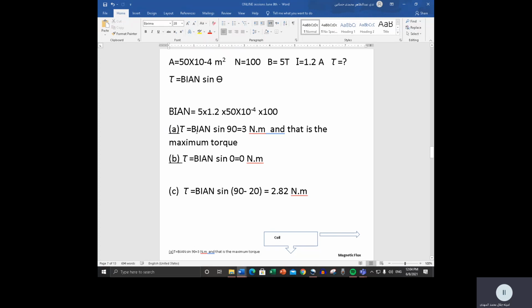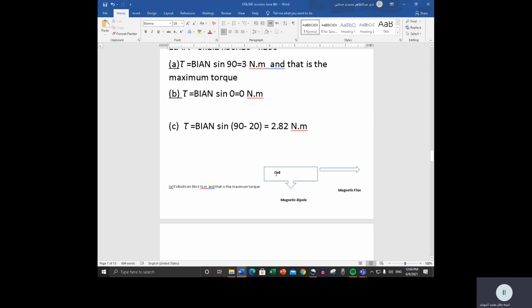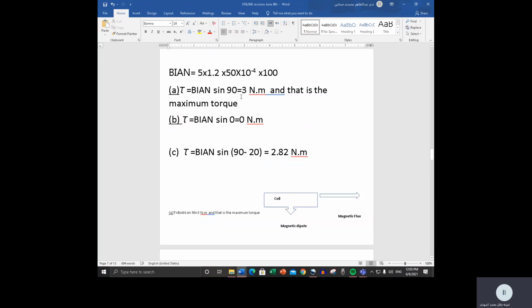But tau is not BIAN, it's BIAN sine theta. So tau equals BIAN sine theta, and in the first case, the angle is 90. Back again to the diagram. Where is the 90? The coil is parallel. The 90 is the angle between the magnetic dipole going downward and the magnetic flux lines going from left to right. So this angle is 90 degrees. So I just plug in the numbers, BIAN, and multiply it by sine 90.